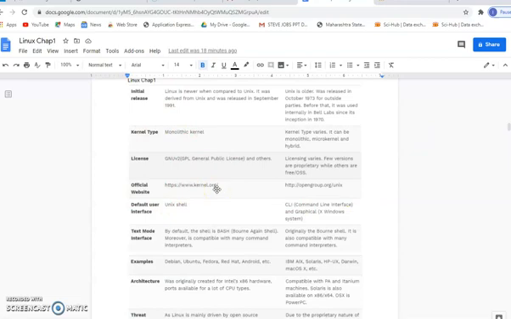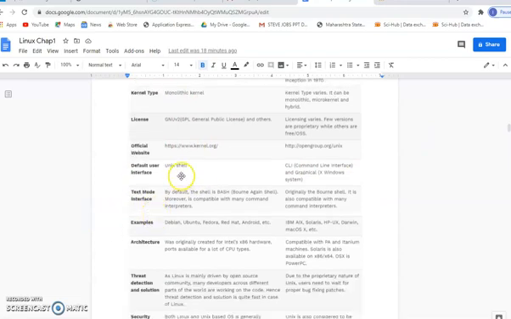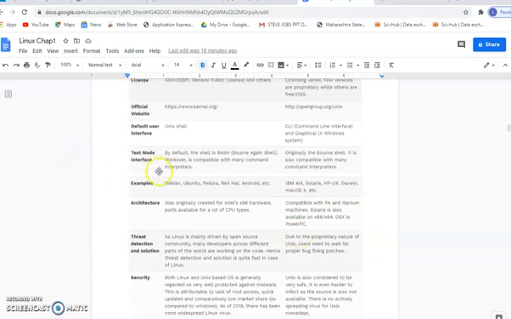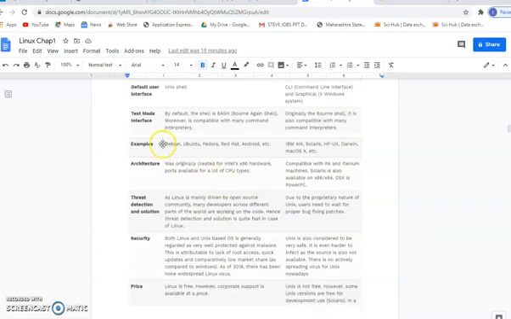Then there is an official site where we can get the kernel. The default user interface is the Unix shell in the case of Linux, and in the case of Unix it is the command line interface. Then text mode interface: bash shell is the default shell in Linux, and the Bourne shell is the default shell in Unix. Actually, the first shell was the Bourne shell. Later on, with Linux development, the bash shell was developed. So they took the bash shell as the default in Linux, and the Bourne shell for Unix. Some examples are Debian, Ubuntu, Red Hat, Android.